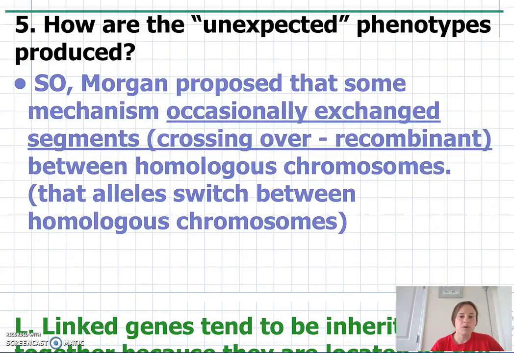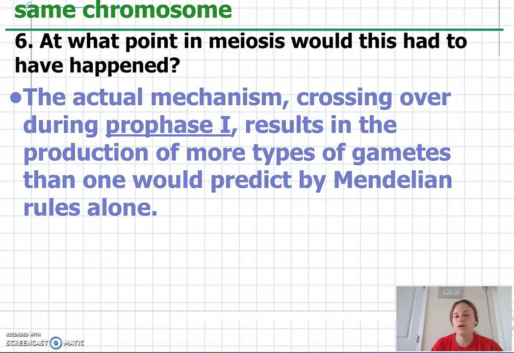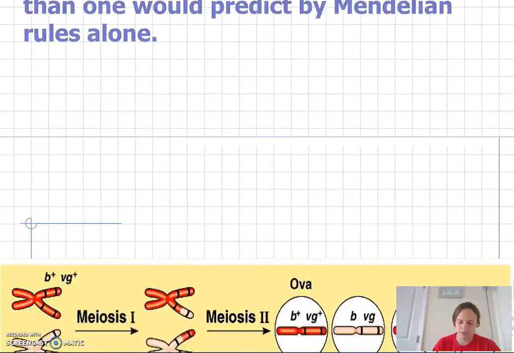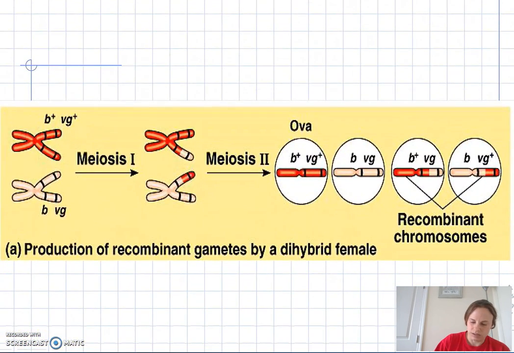So what Morgan proposed was that there's a mechanism where segments are exchanged occasionally between homologous chromosomes. Crossing over occurs, and we call these recombinant chromosomes. And this mechanism we now know is called crossing over, which actually occurs during prophase 1. So what would this actually look like?